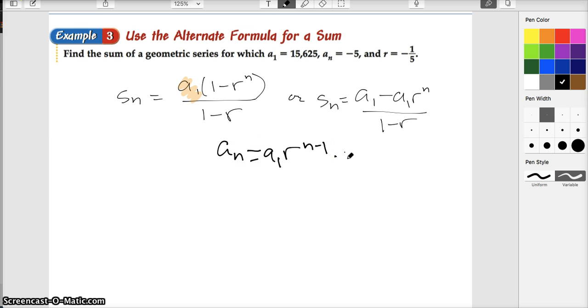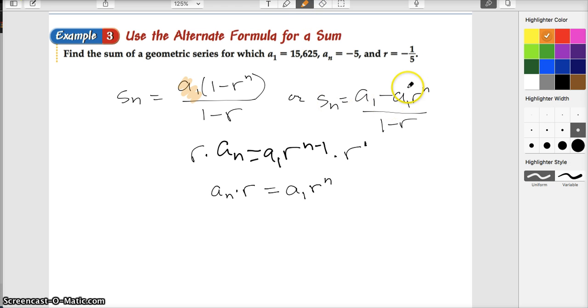If I multiply both sides by r, what happens? On the left side, I get a sub n times r, which is equal to, now what's happening here? r to the n minus 1 times r to the 1. Remember, same base, we add the exponents. We get that we have on the right side a sub 1 times r to the n. These two are equal. These two are the same.